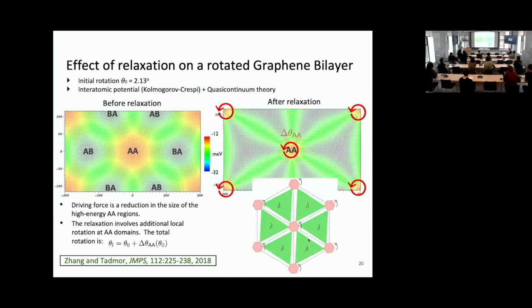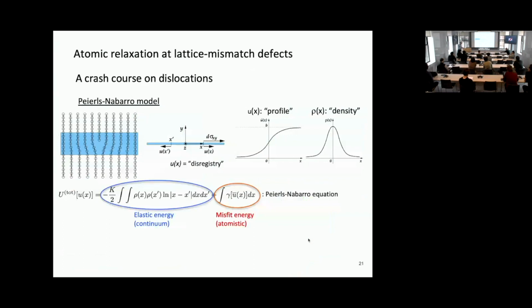So you can think of the system as something like this. There are the AA regions here, which shrink and twist more than the overall twist angle that you are imposing. And interestingly enough, the large green triangles representing the AB or BA regions twist in an opposite direction by a smaller amount, which depends on the length scale of the pattern. So this is a very interesting type of situation.